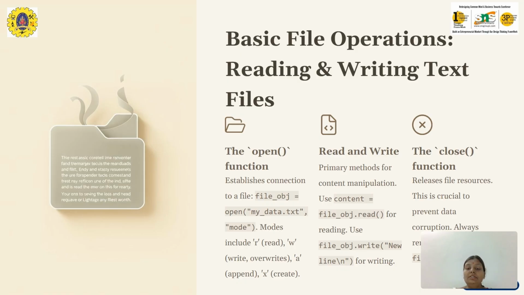Use content = file_object.read() for reading. Use file_object.write("\n") for writing. The close function releases file resources. This is crucial to prevent data corruption. Always remember to call file_object.close() in order to close the object and free resources.